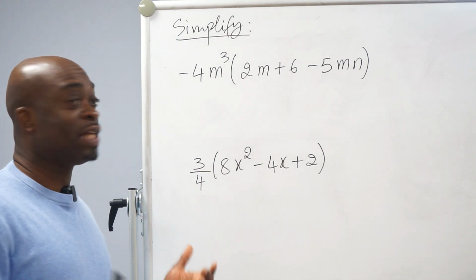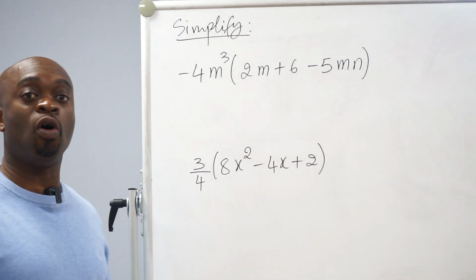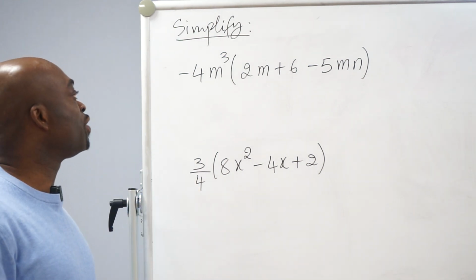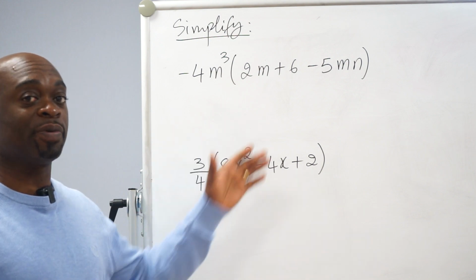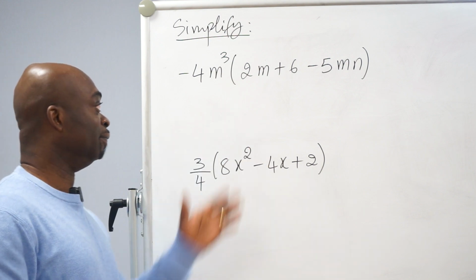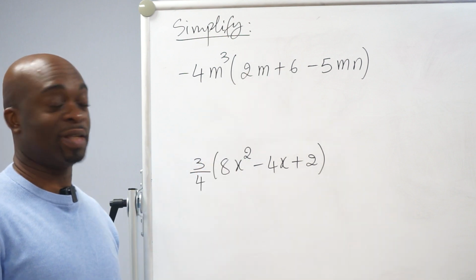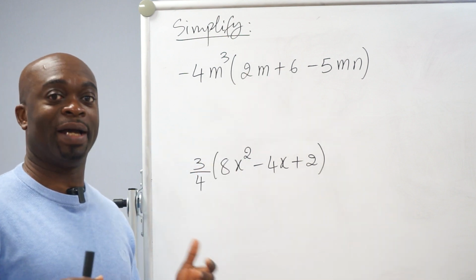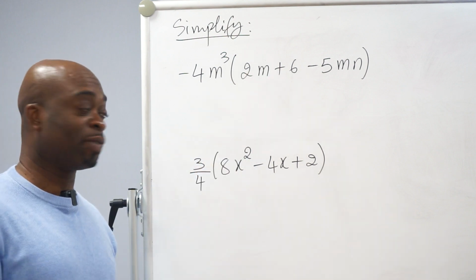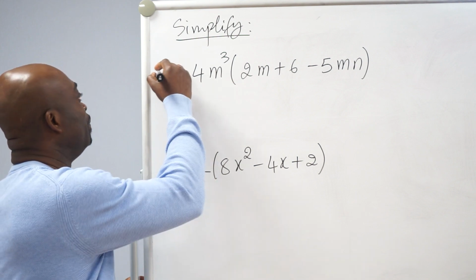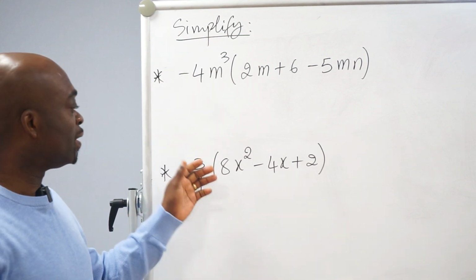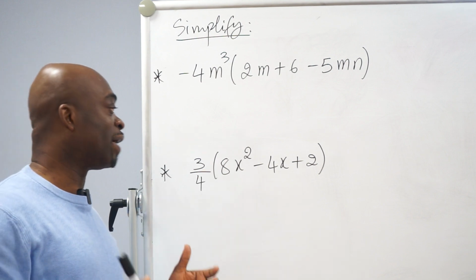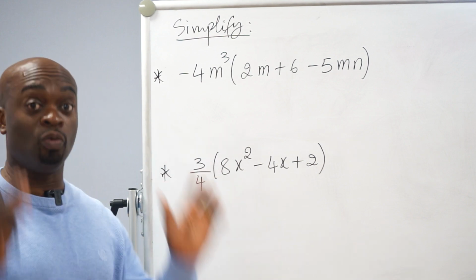Guys, imagine that you have these two problems to solve, okay? The first one is negative 4m to the third power times the parenthesis 2m plus 6 minus 5mn, close parenthesis. So that's the first problem that you have to deal with. Now the second problem is 3/4 times 8x squared minus 4x plus 2. So let's take it one at a time.